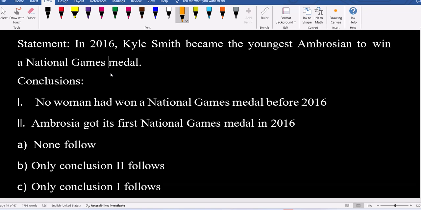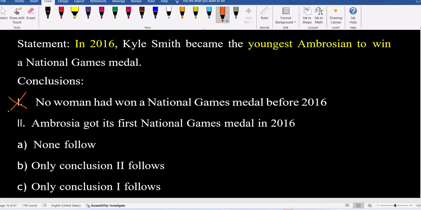Now the statement here: in 2016, Smith became the youngest Ambrosian to win a national game medal. No woman had won a national game medal before 2016. See this question. This is in 2016, the youngest Ambrosian to win. It's not about whether Smith is a man or a woman, but that no woman won before 2016. This is about the youngest person to win that national medal, so there may be women who won before, but they may not be the youngest. May or may not be.